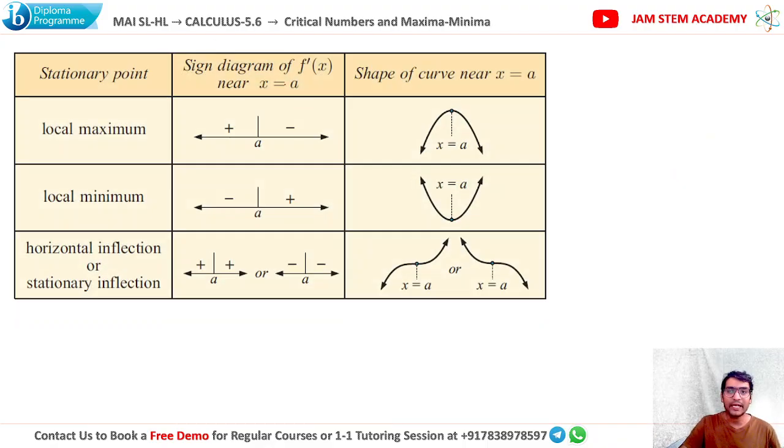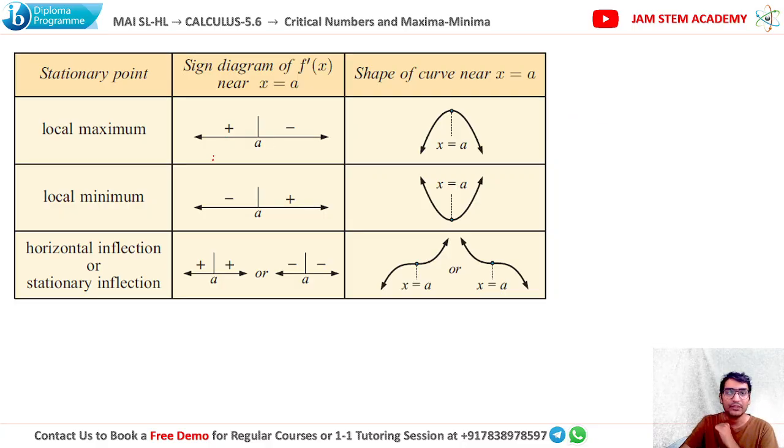See, when you draw the sign diagram for f prime x, for those values which are less than a, or in the neighborhood of a, to the left of it, if they give you a positive sign of f prime and a negative sign of f prime just after that, then the point x equals a will be a local maxima. Now I'll explain it with the help of a graph.